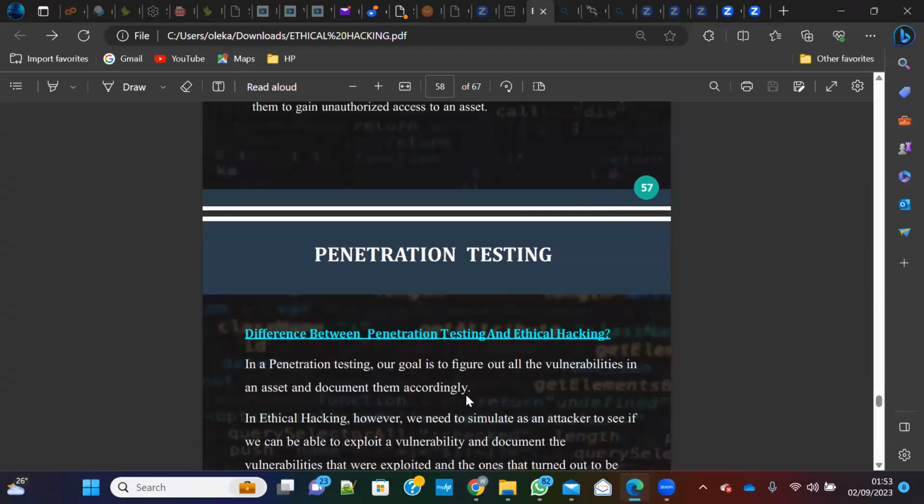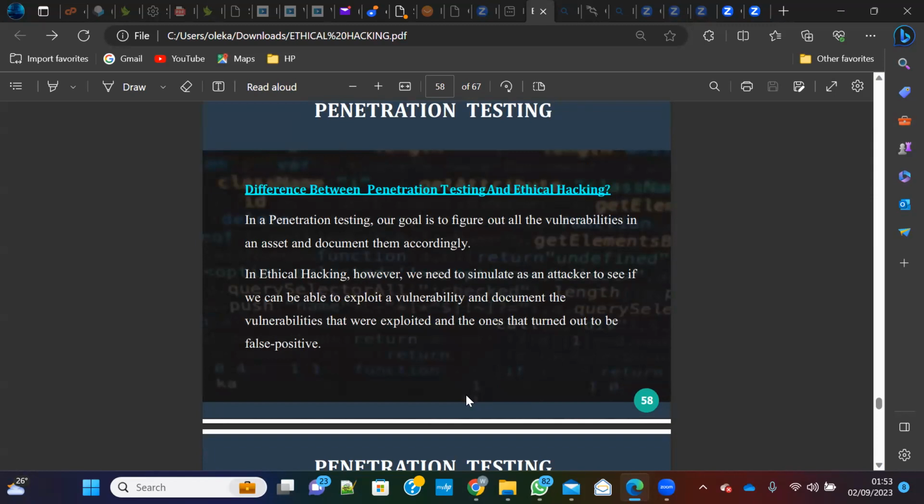So what are the differences between ethical hacking and penetration testing? Penetration testing is all about finding vulnerabilities. I'm going to say it again. In a penetration testing, your goal is to figure out all vulnerabilities in an asset and document them accordingly. So that is your job. Why ethical hacking is all about exploiting those vulnerabilities. So penetration testing is all about finding out the vulnerabilities. Why ethical hacking is all about what?